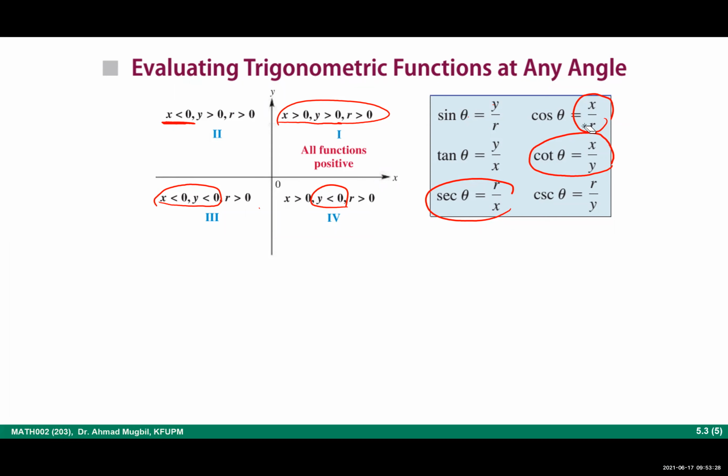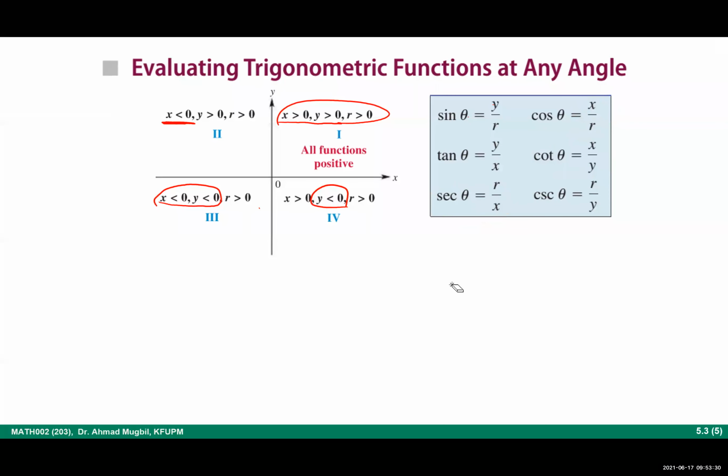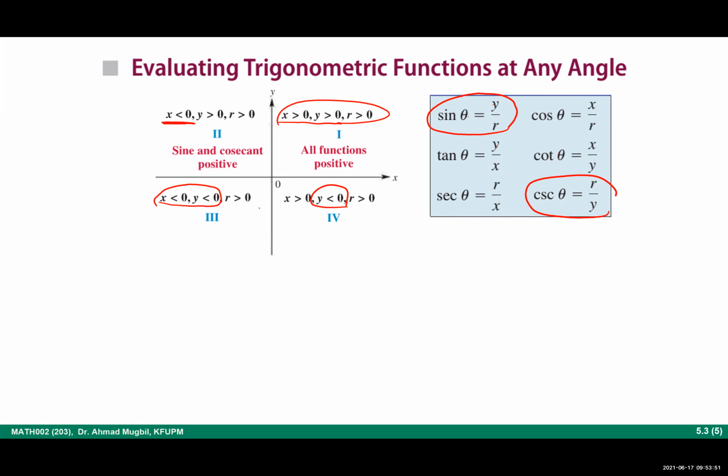Yes. So let's focus on what is positive. It is easier. So what is positive here? Y. So this will be positive, and the reciprocal will be positive. These are positive. This one, of course, will be negative. This is negative, this is negative, because X is negative. So what is positive in the second quadrant? Sine and its reciprocal, cosecant.